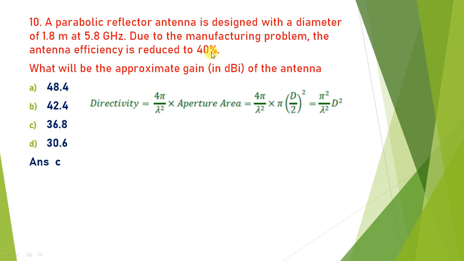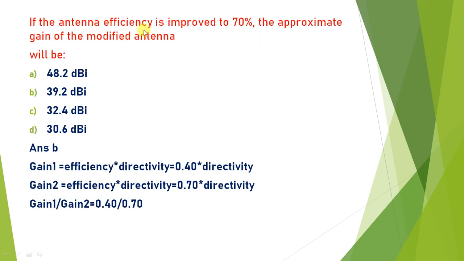Now you have to find out the directivity first. So directivity is nothing but this equation. You put the value of diameter and lambda, you will get the directivity, and directivity is nothing but gain divided by efficiency. So gain you have to find, so multiply efficiency with the directivity, you will get the value of gain. If you calculate, you will get 36 dBi in the gain. So the answer is C.